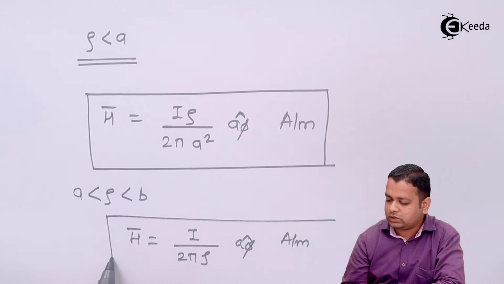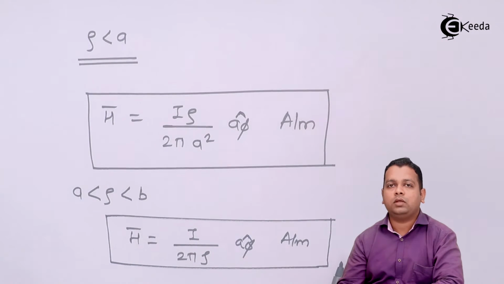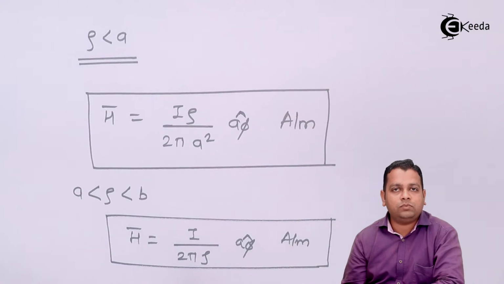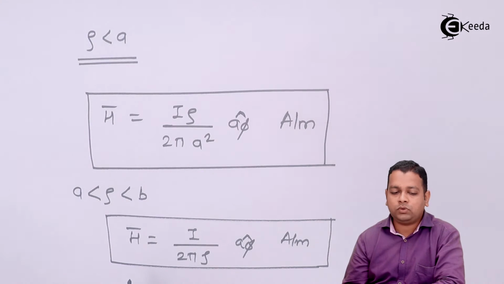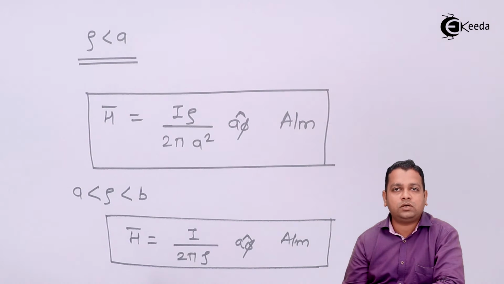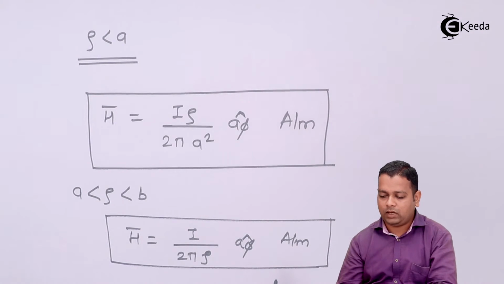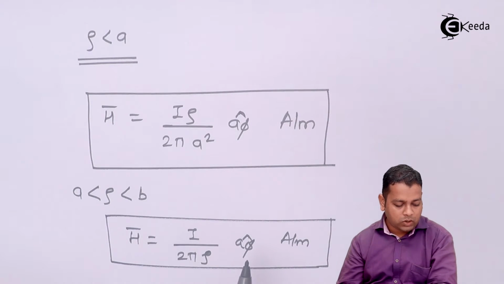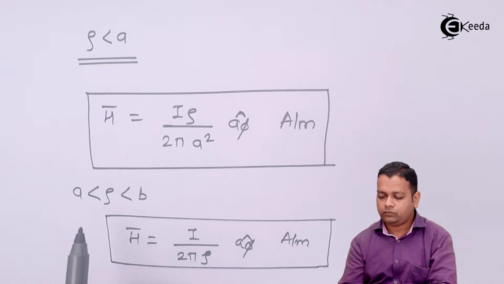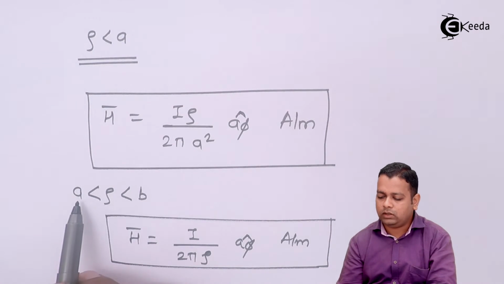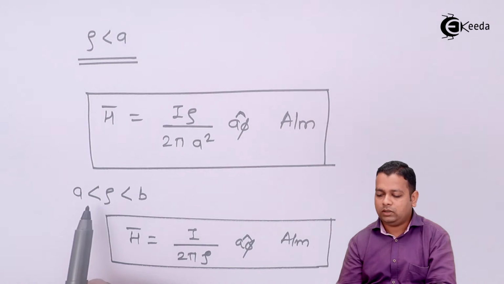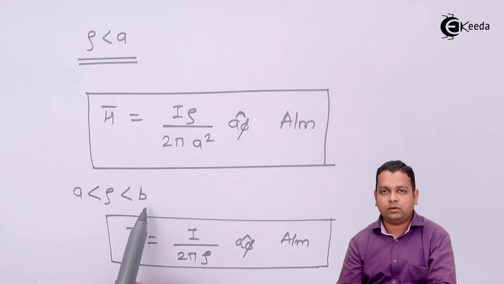So it is the same expression we derived for the magnetic field intensity due to an infinite filament carrying current. If you take a closed path surrounding the central conductor, it will have the same effect, depending on how much current is enclosed, and that is what we considered while deriving it for the filamentary conductor. So it is I upon 2 pi rho, A phi cap. There is no role of small a or small b here, because rho is in between, in the dielectric material, a less than rho less than b.